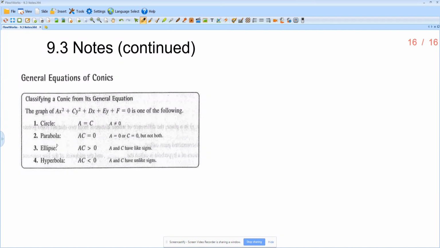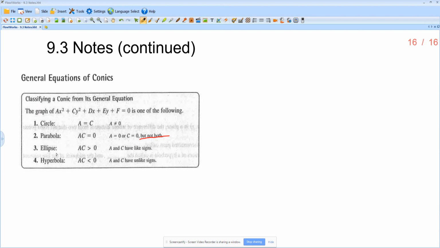For it to be a parabola, the product of those things needs to be equal to 0. So either a is 0 or c is 0, but not both. So just think about your parabola equation. You always had an x squared or a y squared, but you never had both. The fact that one of them was missing meant that the coefficient of it was 0, which is what makes it a parabola.